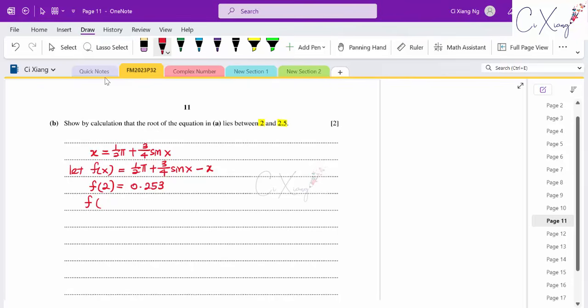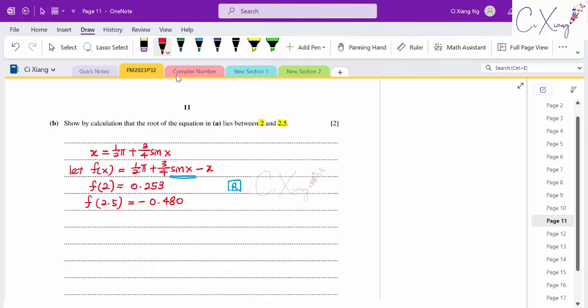And if I substitute 2.5 into my function, I realize that the value I get is a negative value, which should be equal to -0.480. Please take note that if you want to use the calculator to help you get the value here, since we have sine x, the trigonometry in our expression, our calculator should be changed to radian mode first. So please make sure you put your calculator into radian mode so that you can get the values as shown in this solution here.